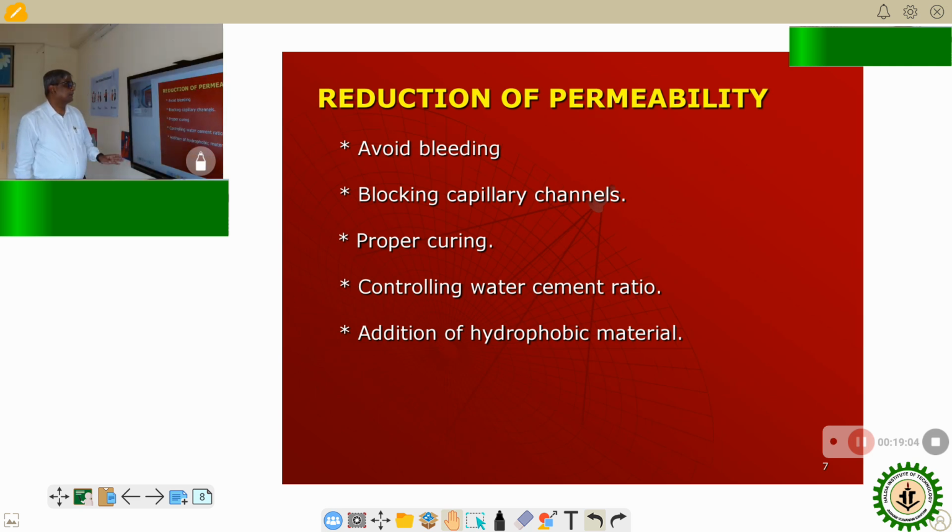Now you see, you have to avoid bleeding, blocking capillary channels, and proper curing is required. Otherwise, whether the full hydration has taken place or not, you are not sure. Addition of hydrophobic material. In many situations, you use some kind of material which reduces the permeability of concrete, and that is required also, because otherwise the aggressive agents will go inside the concrete, and ultimately it will destroy the interface of the particles.